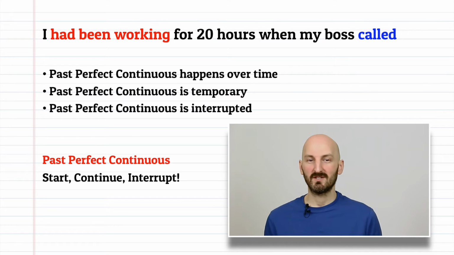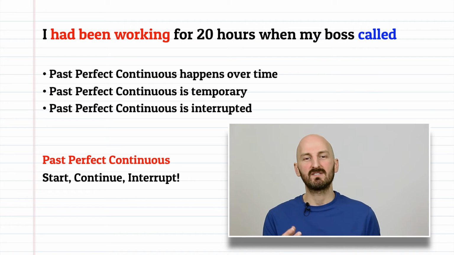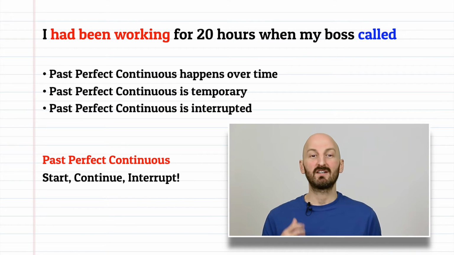Why not just perfect? Well, there's a difference, and the difference is time. We use the perfect continuous to show the action happens for a temporary period of time and is then stopped or interrupted by the past simple action. And it's this emphasis on the period of time that is so important with a continuous tense.